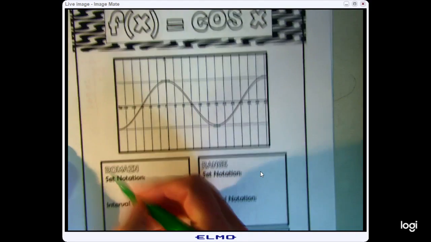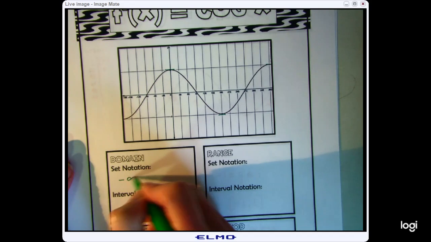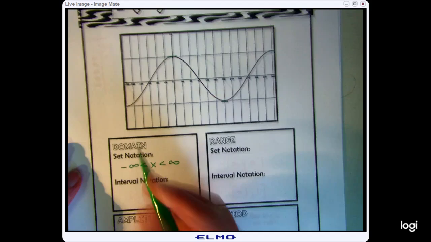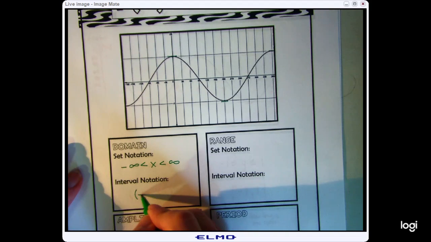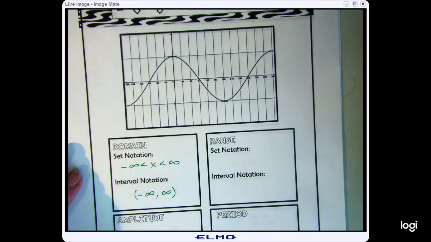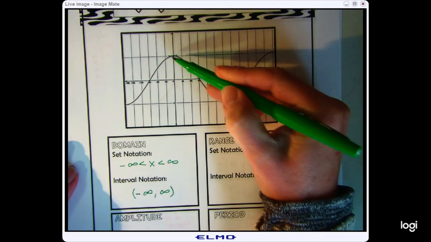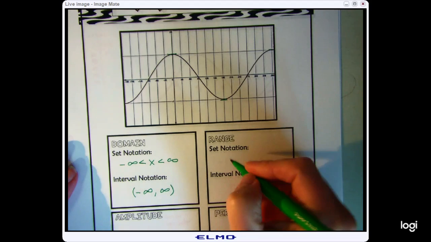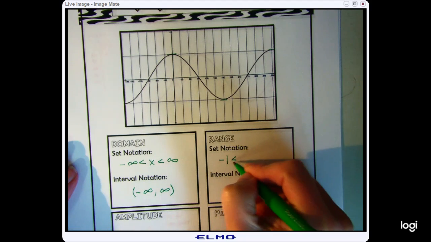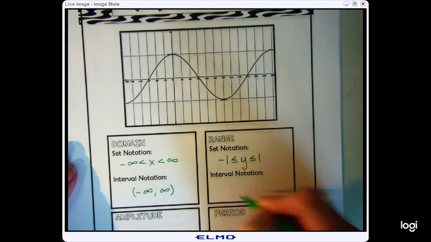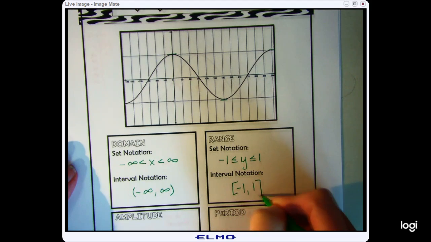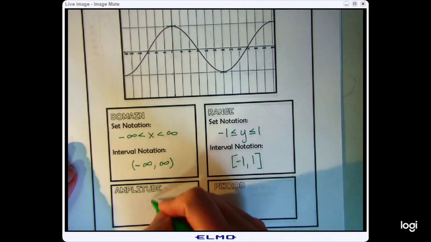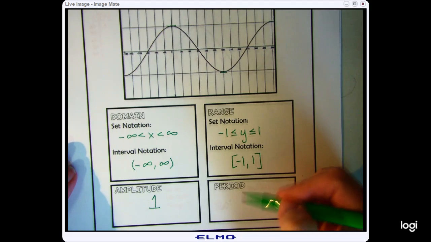Domain, side to side. We're going to have all real numbers. And then interval notation, all real numbers. All right, our range, again, I wrote right over that one, but you can see the negative one there. So our set notation is we are in between -1 and 1. Okay, and our amplitude. Remember, we're talking about how far from center? Our amplitude is 1.